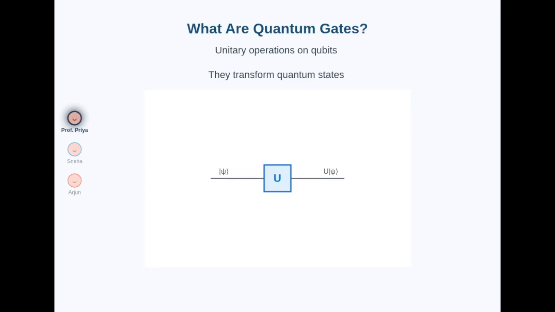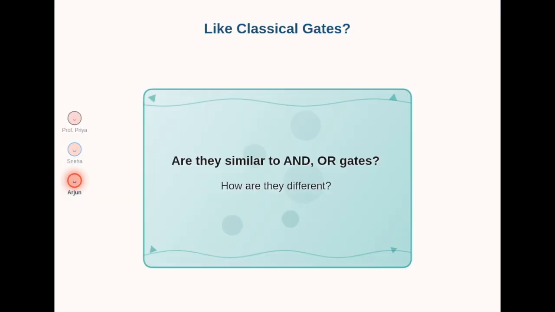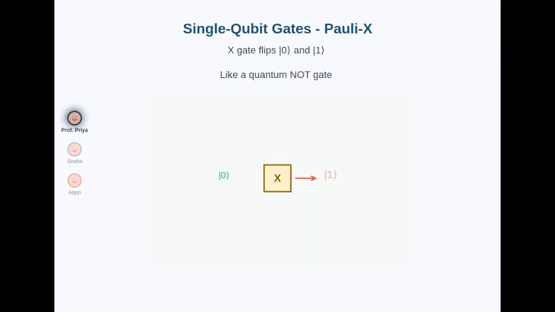Now, quantum computation proceeds by applying quantum gates. These are unitary operations that transform qubit states while preserving quantum information. Professor, are quantum gates like classical logic gates such as AND or OR gates? How are they different? Great analogy, Arjun. Let's start with single-qubit gates.